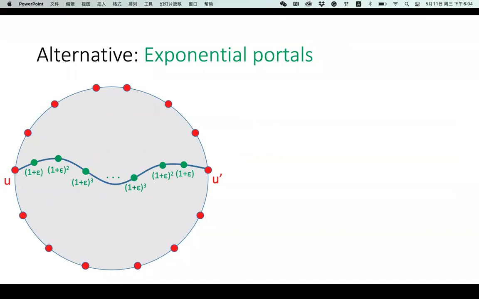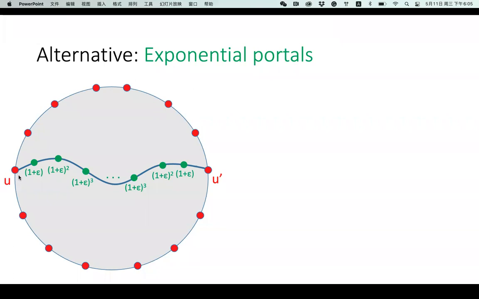Okay, so intuitively, the epsilon cover is a local way to find portals. Specifically, for every terminal, it computes a set of vertices and we take the union of them. Okay. And our alternative is to find the portals in a global way, called exponential portals. Okay, so let's say we find a pair U, U prime of terminals, and this is the shortest path connecting U to U prime in the graph. Okay, so intuitively, the set of exponential portals simply contains all vertices in the path that are at distance 1 plus epsilon, 1 plus epsilon squared, 1 plus epsilon cubed, etc.